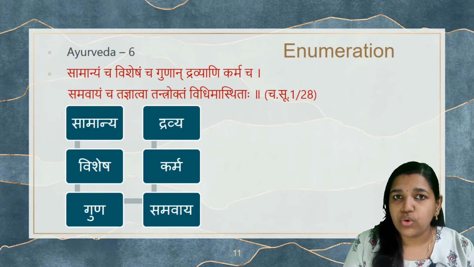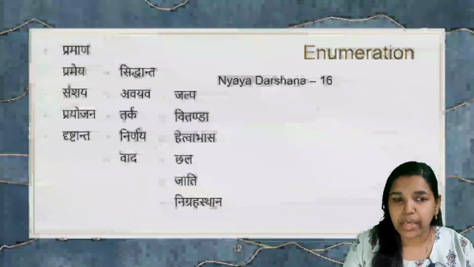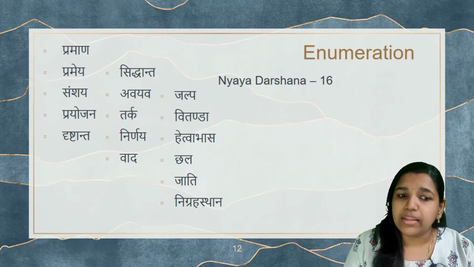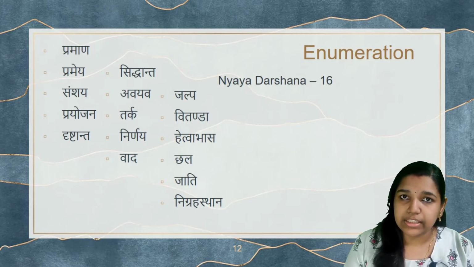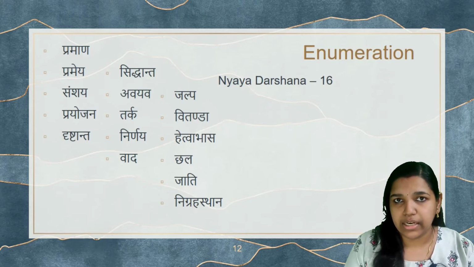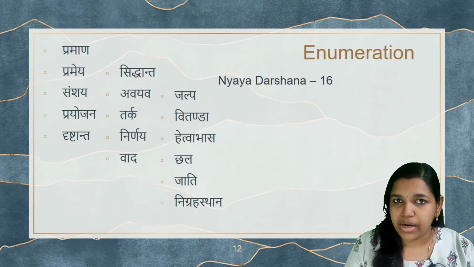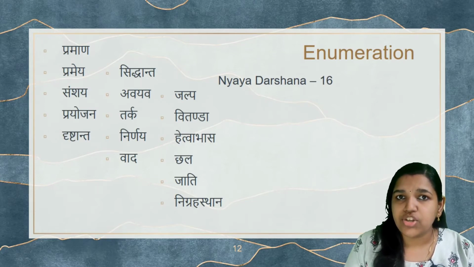Nyaya Darshana has told about 16 Padarthas. They are Pramana, Prameya, Samshaya, Prayojana, Drishtanta, Siddhanta, Avayava, Tarka, Nirnaya, Vada, Jalpa, Vitanda, Hetvabhasa, Chala, Jati and Nigrahasthana. Already it has been seen in the Darshana Nirupana that Nyaya Darshana mainly focuses on the Pramana Shastra, and Vaisheshika Darshana mainly focuses on Padarthas.